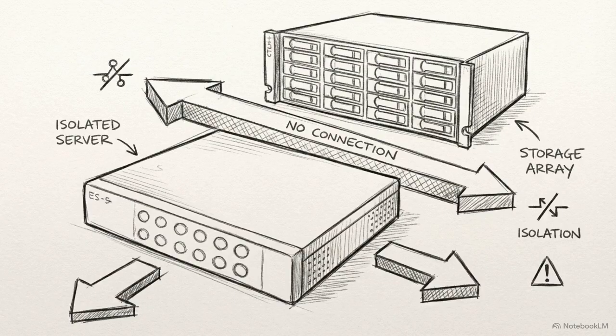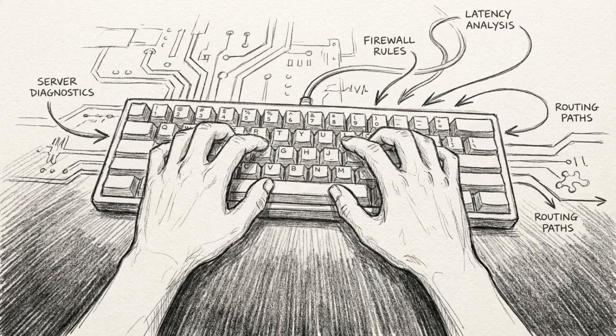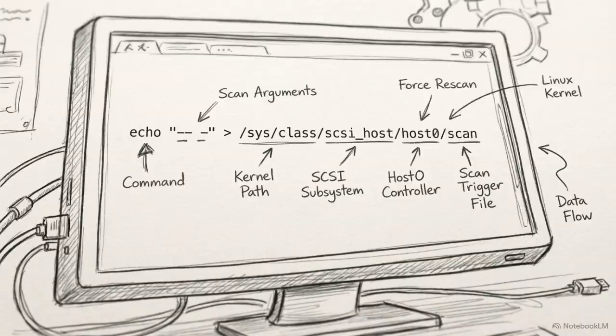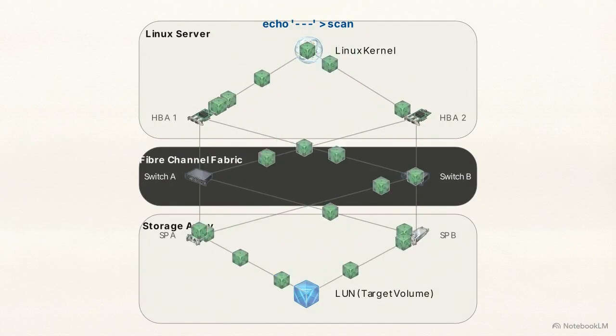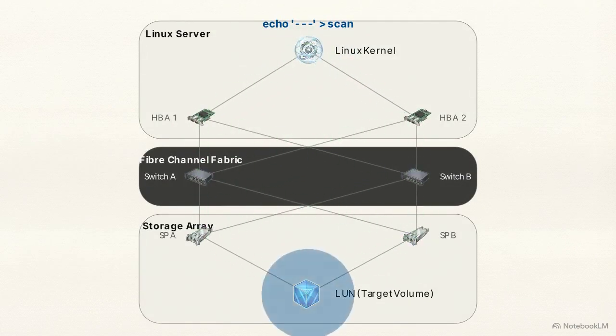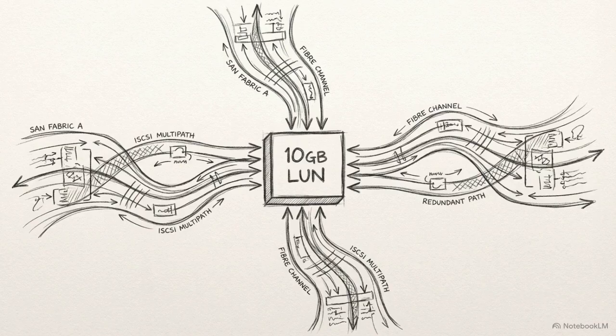Even with the hardware physically wired and zoned, the Linux operating system kernel remains completely blind to the new storage. To discover the LUN without rebooting a live production machine, the system administrator must manually force an online SCSI bus scan. They do this by echoing 3 hyphens, representing the controller, the target, and the LUN ID, directly into the server's sysfs directory. This command forces the Linux kernel to send queries down through the HBA ports and across the Fibre Channel fabric, mapping whatever hardware responds. The query travels down all available connections.